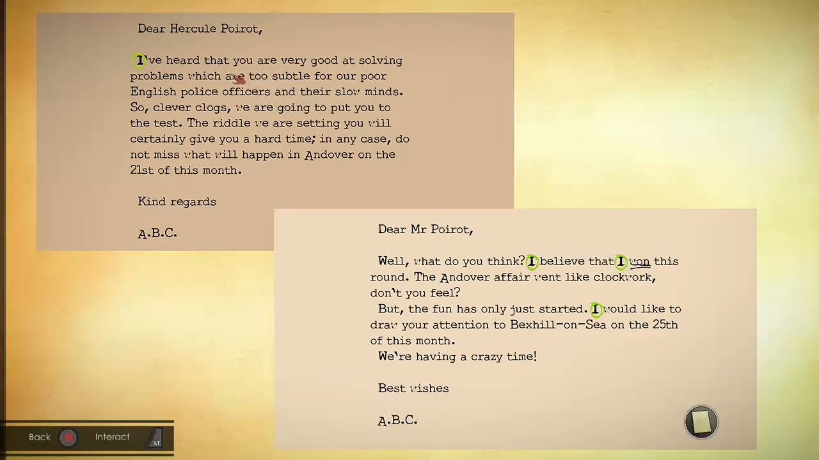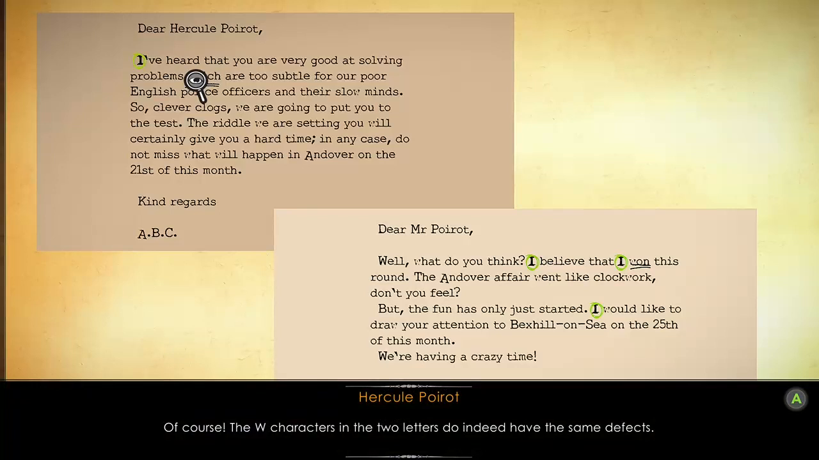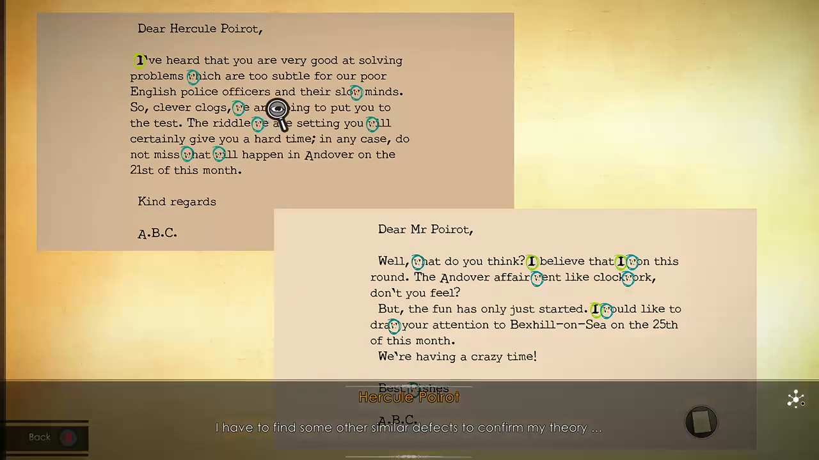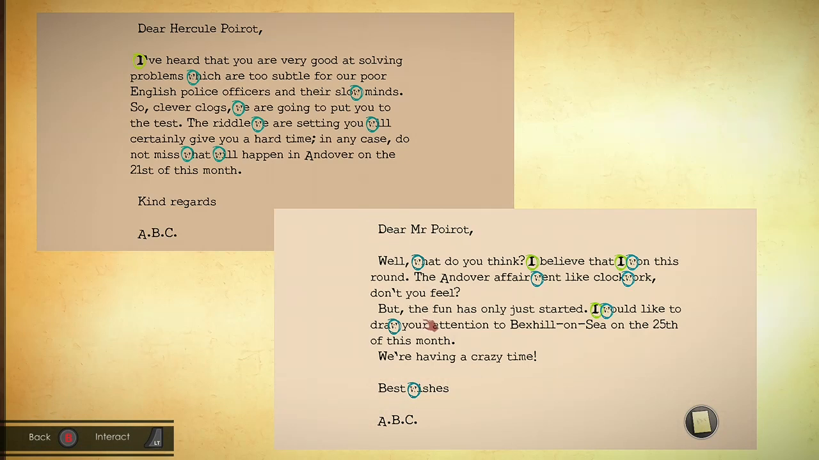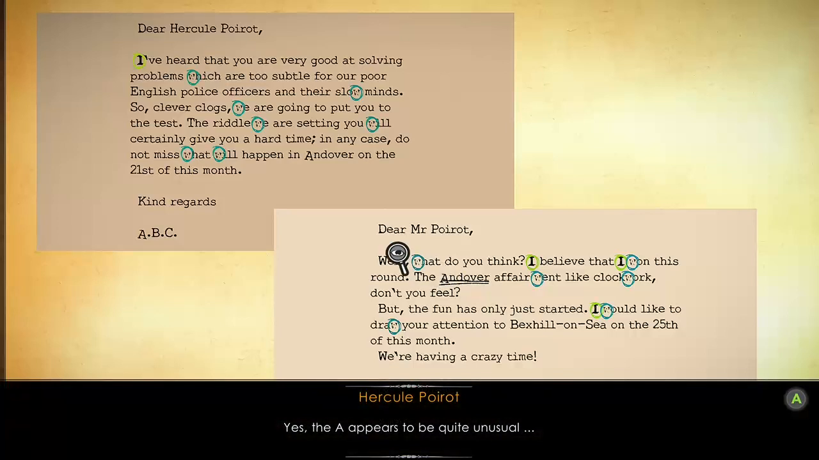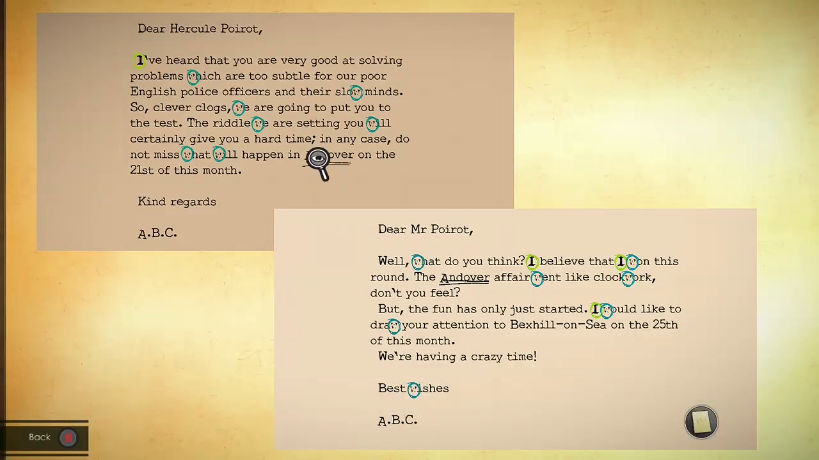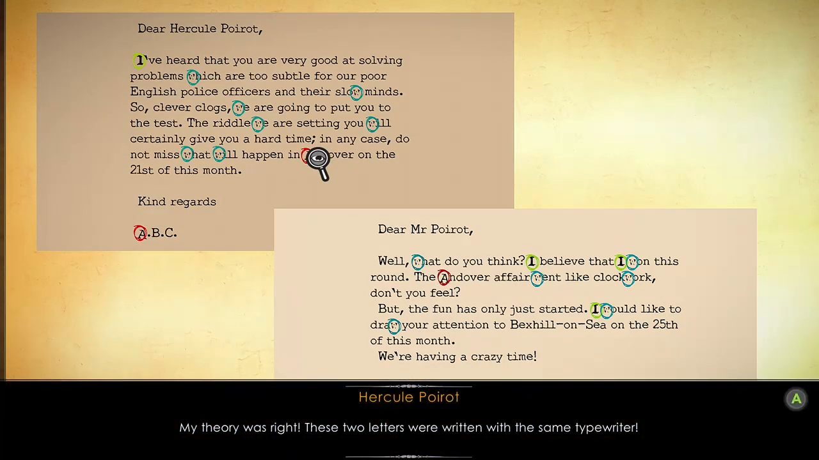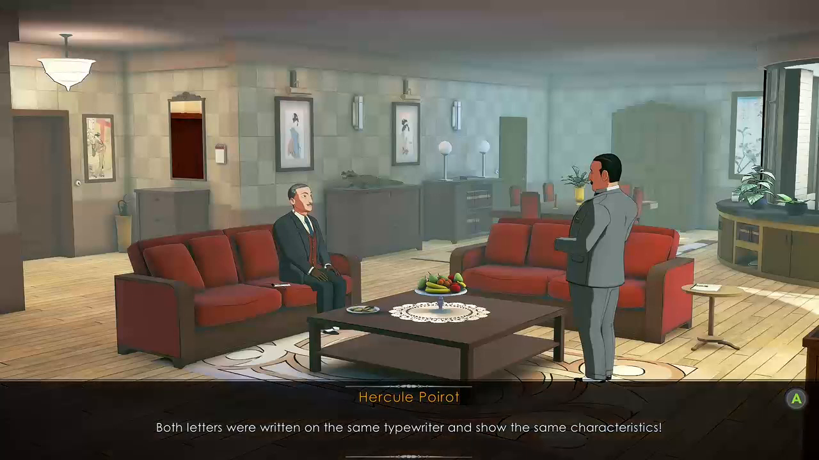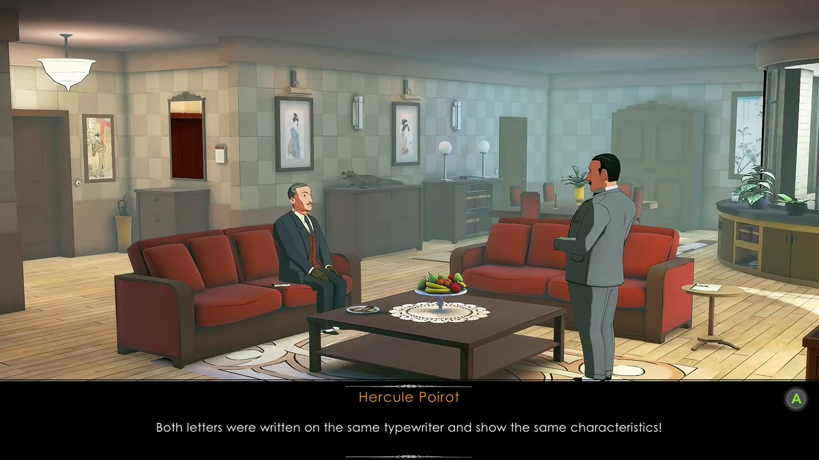Of course, the W characters in the two letters do indeed have the same defects. I have to find some other similar defects to confirm my theory. Ha! I found one. The A has gone funky. Yes, the A. That's right. The A characters. My theory was right. These two letters were written with the same typewriter. Both letters were written on the same typewriter and show the same characteristics.